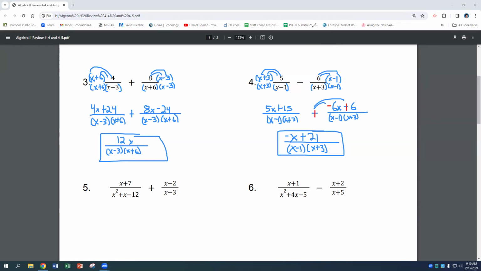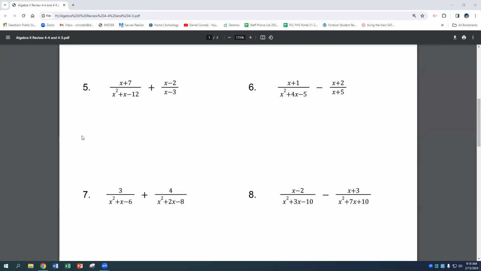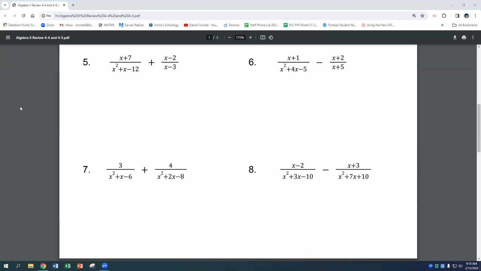Let's look at number 5 and 6. All right, 5 and 6. First thing we want to do for 5 and 6 is we want to get a common denominator, but we need to factor our denominator first. So the first thing we're going to do here is we're going to use our x method.